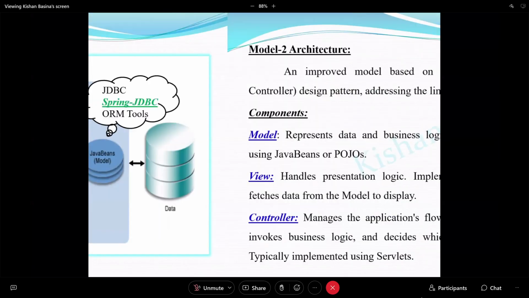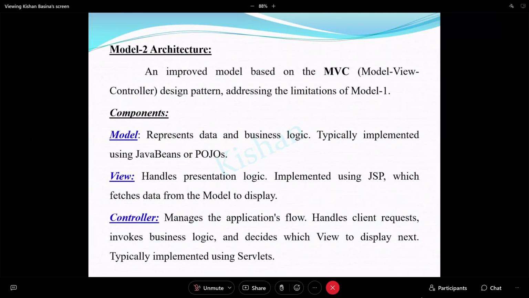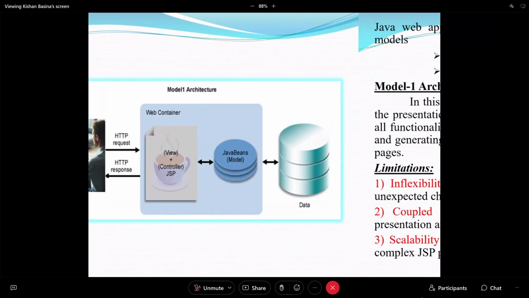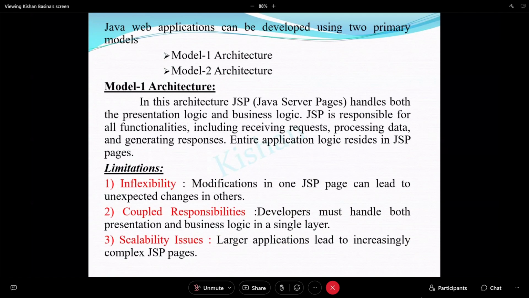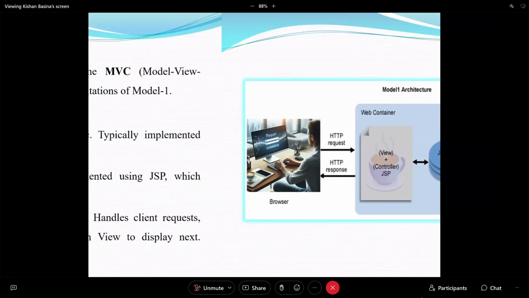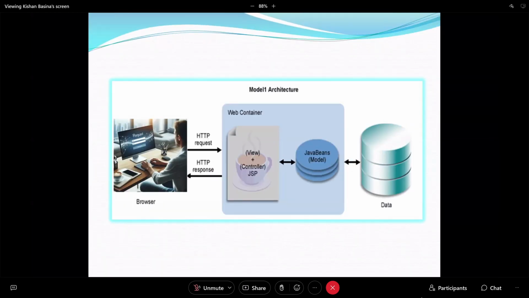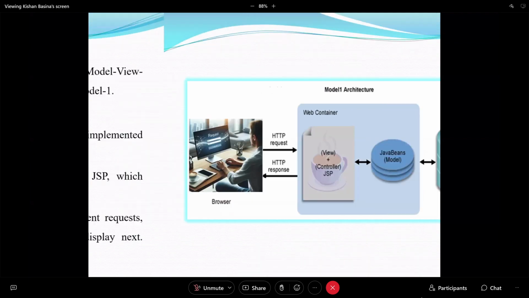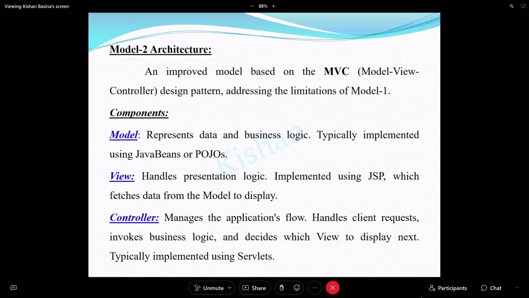So basically, two types of architecture are there: Model 1 architecture and Model 2 architecture. Model 1 architecture is nothing but the entire logic being taken care of by JSP, Java Server Pages. And when you're speaking about Model 2 architecture, everything will be separated: model concept, view concept, controller concept. For example, controller, where we need to write the controller logic.